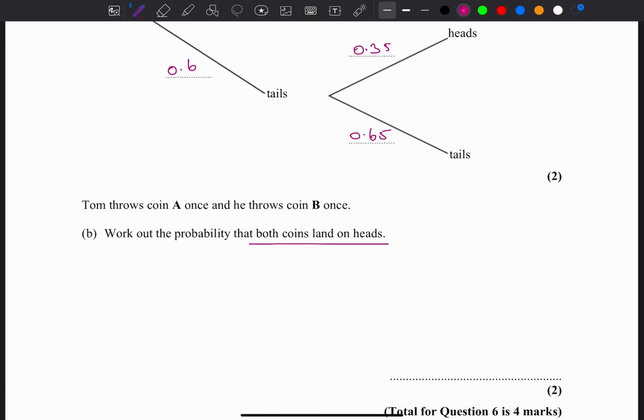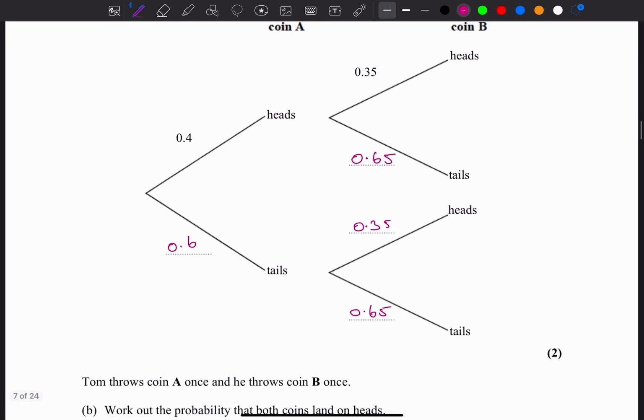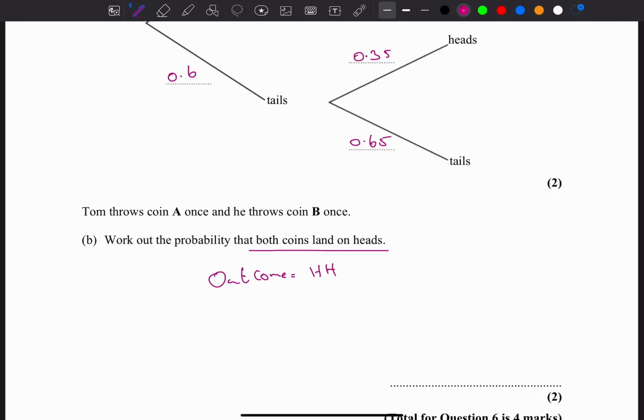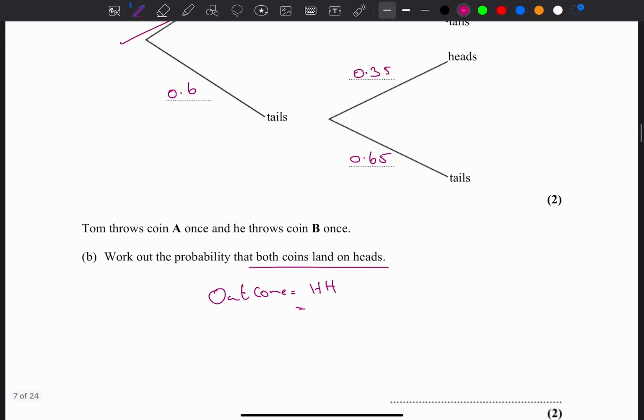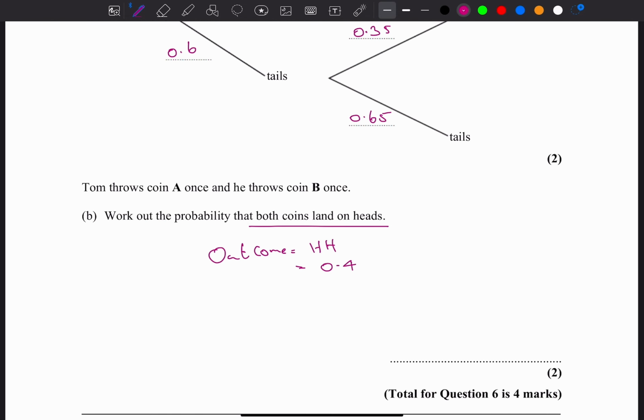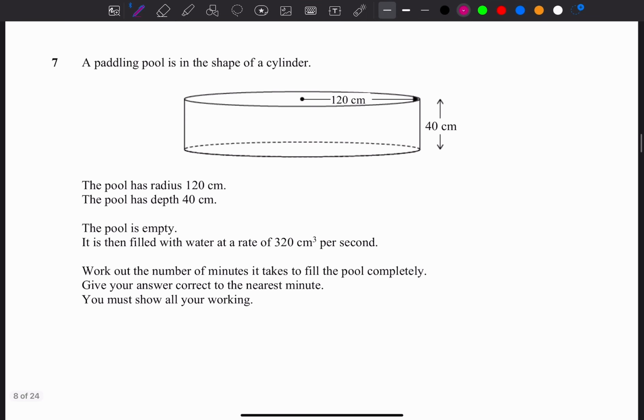Both coins land on heads. So what is the outcome? The outcome is head and head, which starts here: 0.4 times 0.35, which will give you what? 0.14 is the answer. Good. Next one.